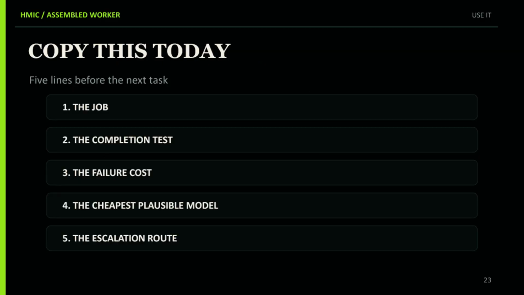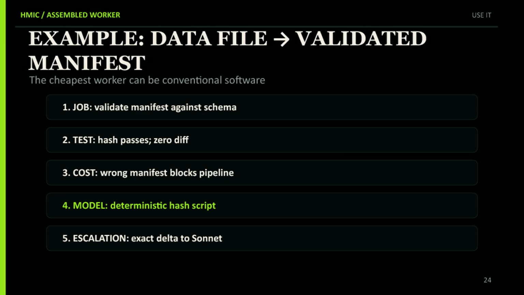Here's what you can use today. Before you route your next task to a model, write down 5 things. Not in a new tool, just in a note. The structure is the discipline. First, the job. What specifically needs to happen? Second, the completion test. How will you know the work is done? Third, the failure cost. What goes wrong if the output is wrong? Fourth, cheapest plausible model for the specific task. And fifth, the escalation route.